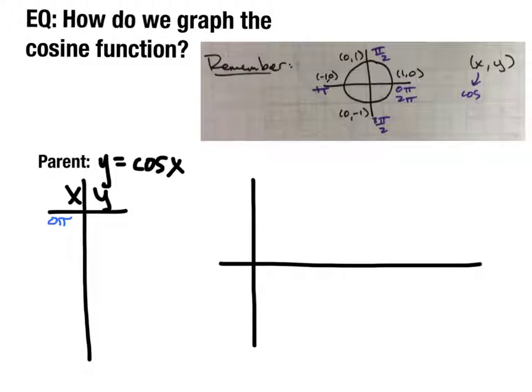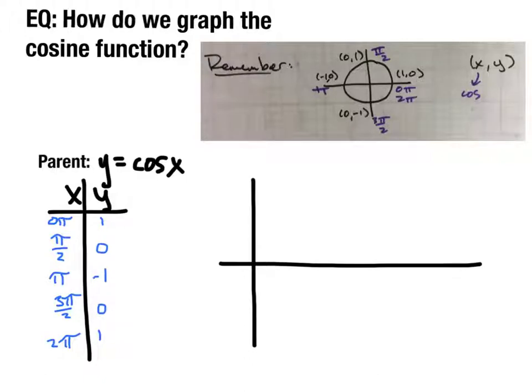If I plug 0 pi into this equation, what's the cosine of 0 pi? Well, I'd look at the unit circle at 0 pi, the cosine is the x value, so the cosine of 0 pi is 1. And we can complete that as we go around at pi over 2, pi, 3 pi over 2, and 2 pi. The cosine of pi over 2 is the x value at pi over 2, which is 0. At pi, it would be negative 1, then 0, and 1.